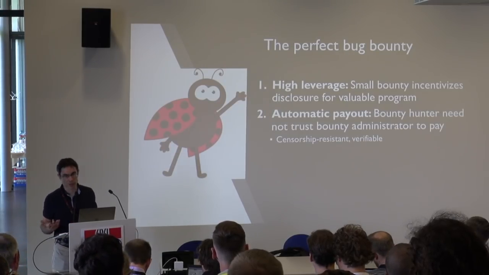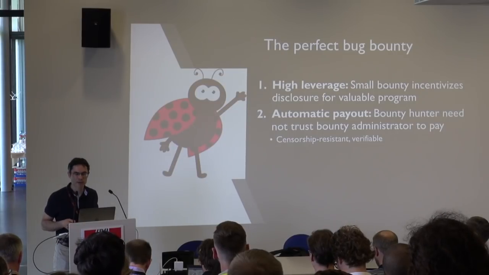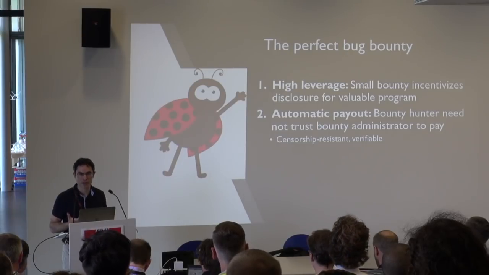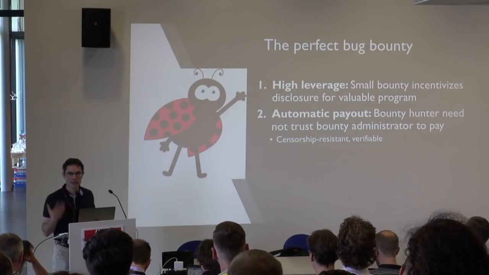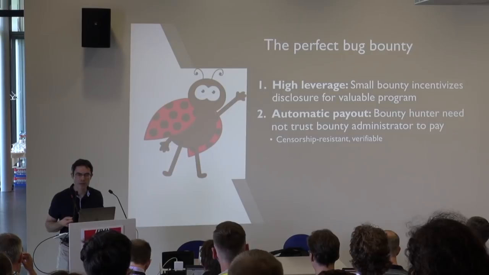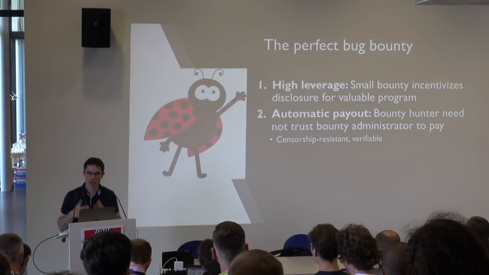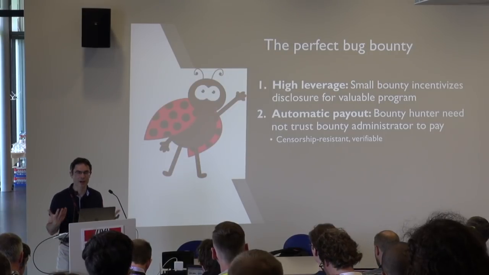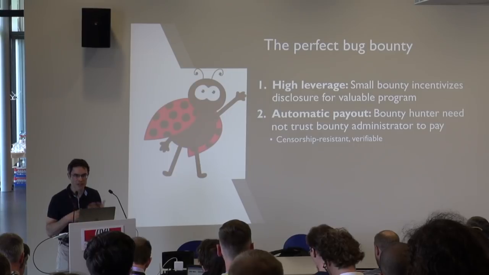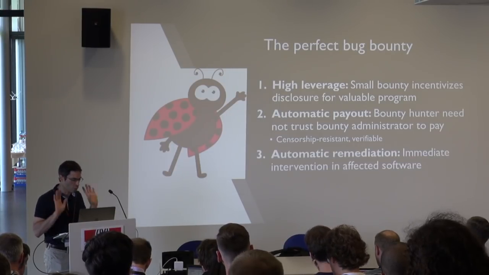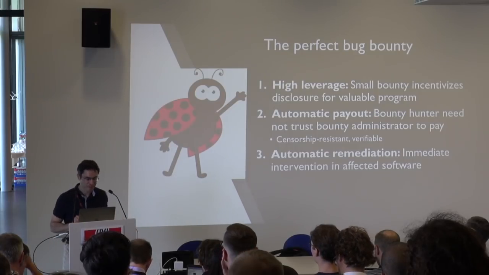The second feature we would like is automatic payout. It shouldn't be a requirement that a bounty hunter need trust the bounty program administrator to pay. This should happen automatically. This would instill more trust in the hacker community and also more strongly incentivize people to look for bugs to begin with, at least the white hat hacking community.